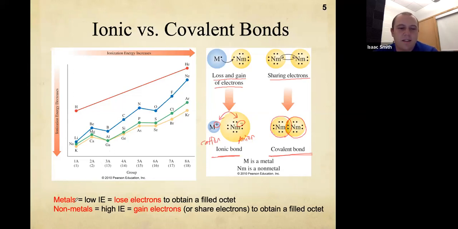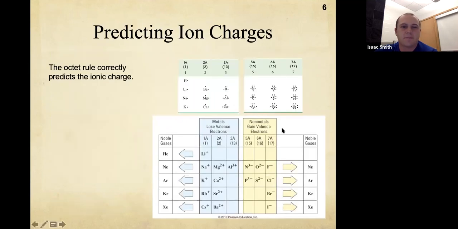All right, and then this just kind of talks about the ionization energy, which we talked about, where metals will lose electrons. We saw that right here. And the non-metals are going to gain electrons or share them in the case of a covalent bond in order to fill their octet. Okay, so that's really the goal behind all these, is to fill your octet or achieve a noble gas configuration, and that's what drives the bonds to happen. Okay.